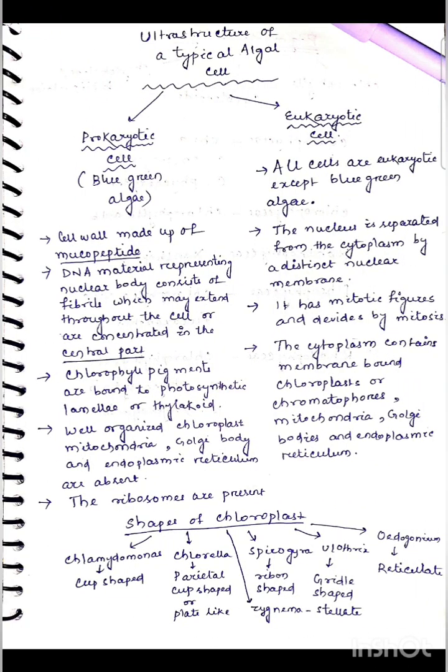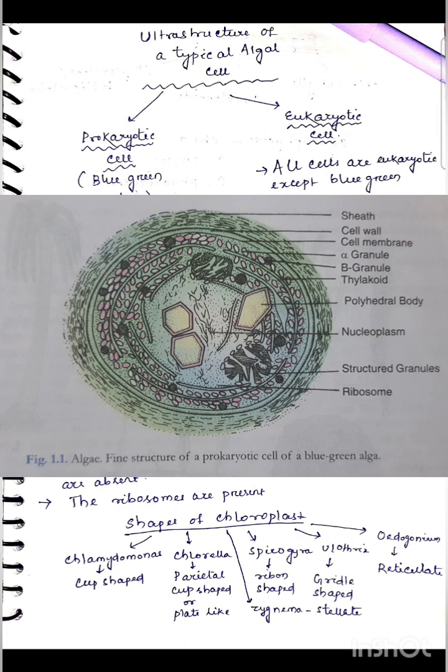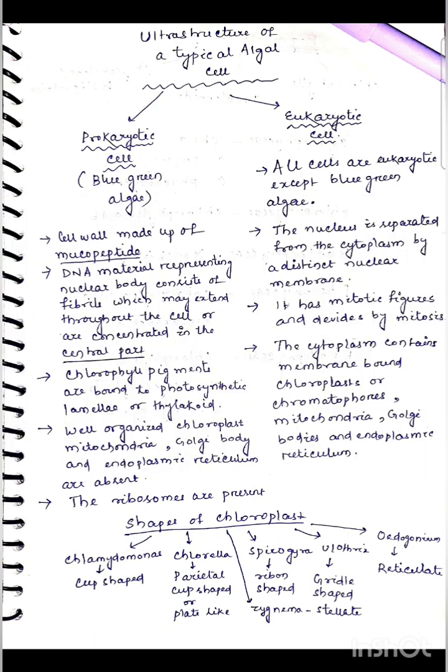Then ultrastructure of a typical algal cell. Prokaryotic cell and eukaryotic cell. Prokaryotic cell is seen in blue-green algae, and except blue-green algae, all other algae possess eukaryotic cells. At first we will discuss the structure of a prokaryotic cell. They have a cell wall made up of mucopeptide. DNA material representing the nuclear body consists of fibrils, which may be extended throughout the cell but concentrated at the central part because they lack a true nucleus.